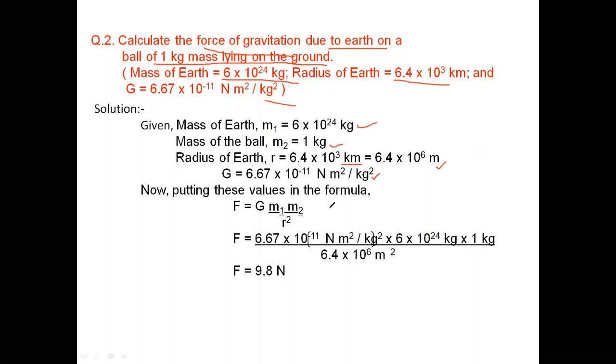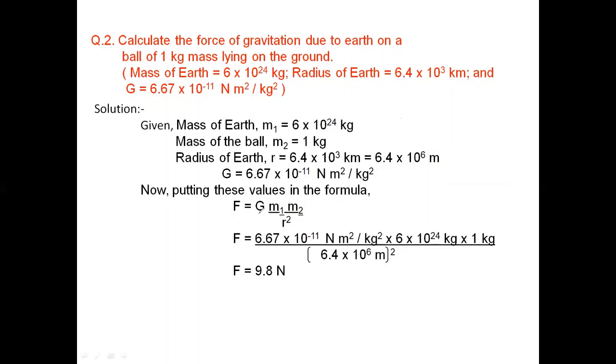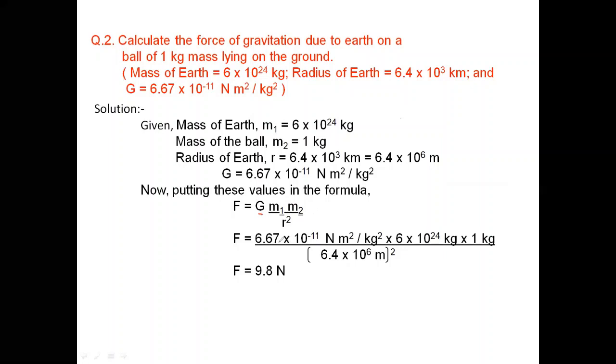Now putting these values in the formula, that is F is equal to G m1 into m2 divided by r square, we get the value of capital G, mass 1, that is mass of earth, 6 into 10 to the power 24 kg, and mass 2, it is 1 kg, and r square means the radius of earth will become the distance between the objects, that is 6.4 into 10 to the power 6 meter whole square. After solving this, we get the value 9.8 Newton.